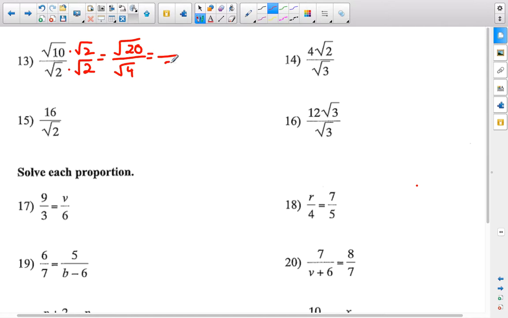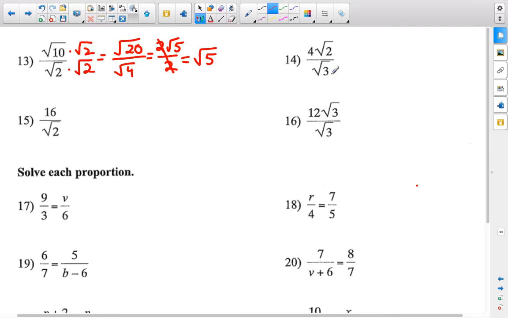The square root of 4 is 2. And the square root of 20, because it's 4 times 5, is 2 root 5. The square root of 4 is 2. These cancel because 2 over 2 equals 1, and our answer is the square root of 5, simplified. So this whole thing is just the square root of 5.